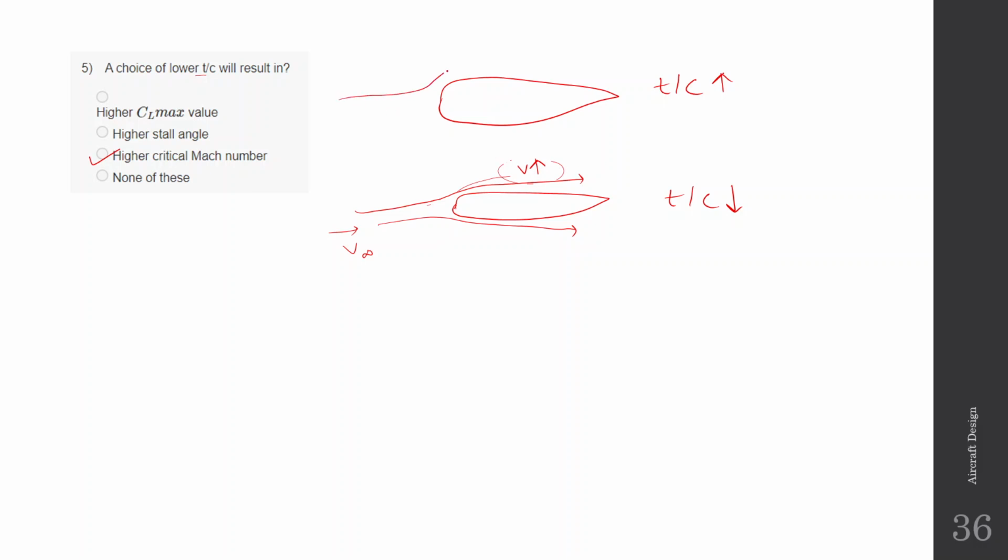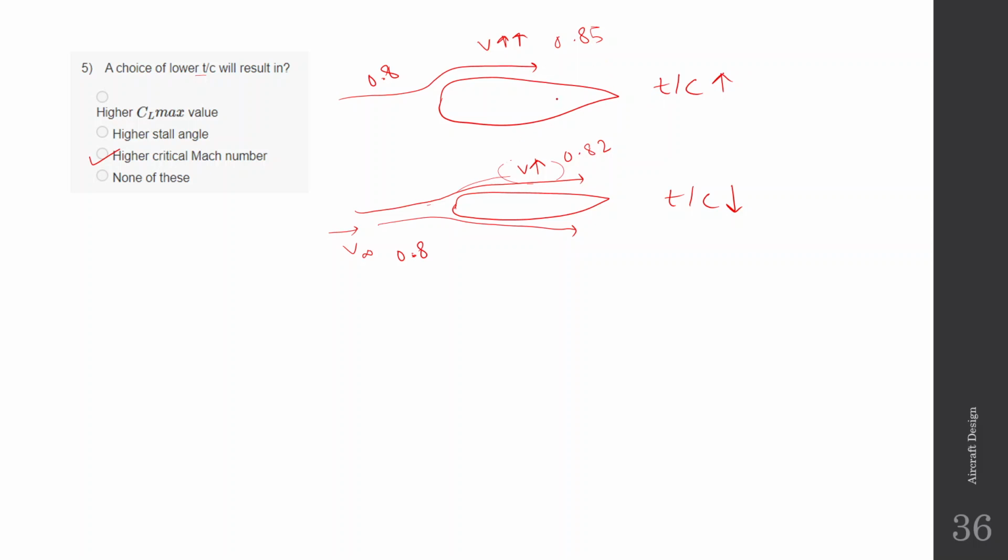But if you have a thicker airfoil, your increase in velocity is very much higher than this case. So let us say that in this case your V infinity was 0.8, and over here it might be 0.82. There will be a lesser increase in the velocity of the flow. But in the same case, for a thicker airfoil, this might be 0.85. So you get more increase in the velocity.